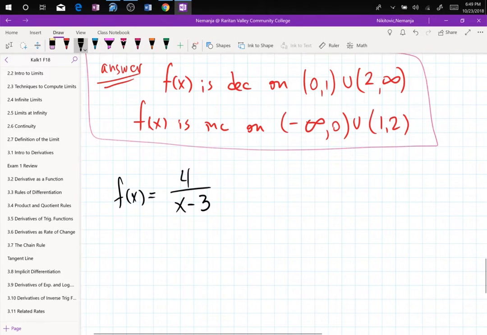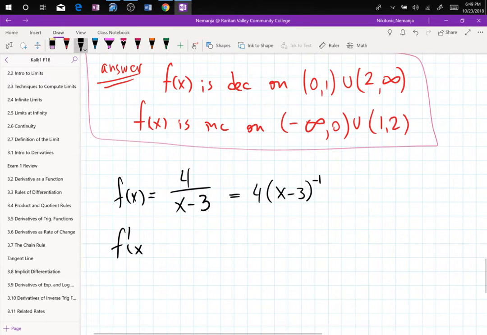All right. Let's take a look at this problem together. I hope you are not doing the quotient rule on this derivative. We can rewrite this as 4 times (x minus 3) to the negative 1 and then just do basic chain rule on it.